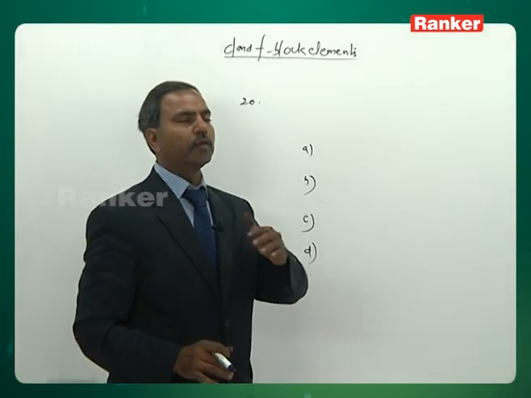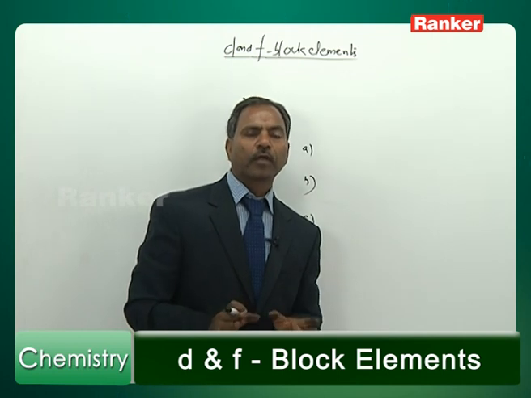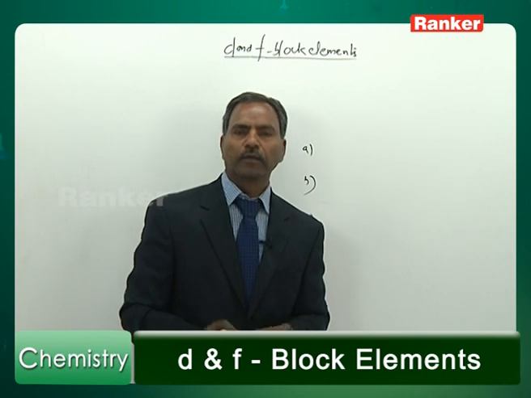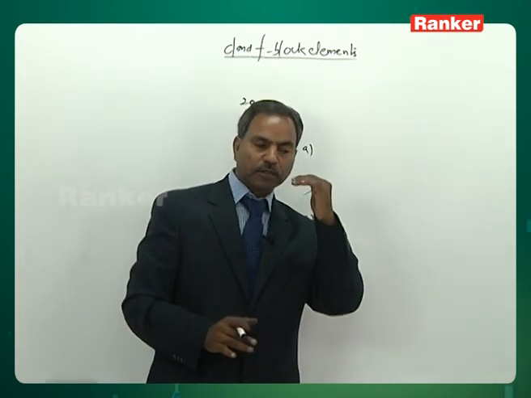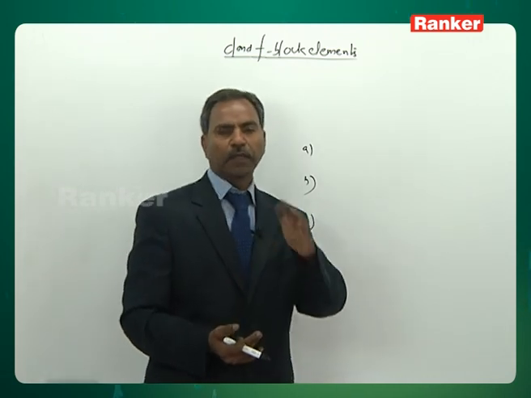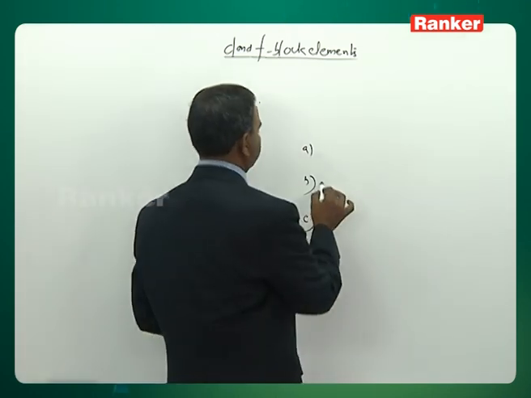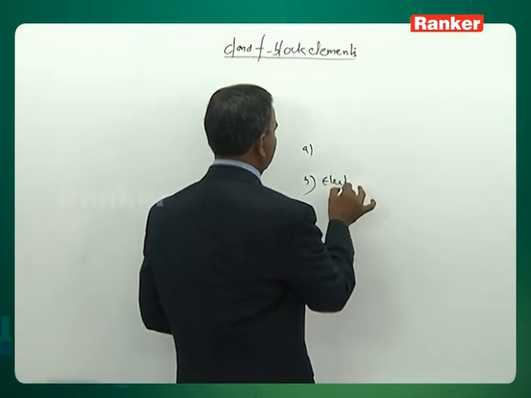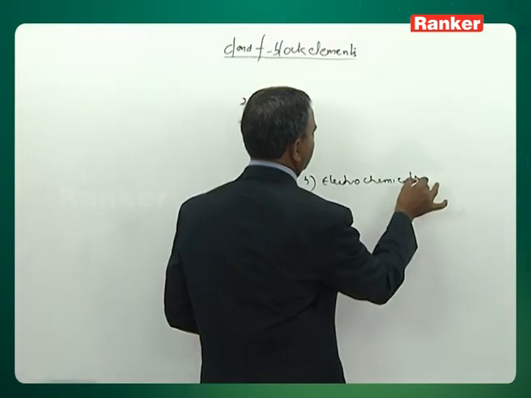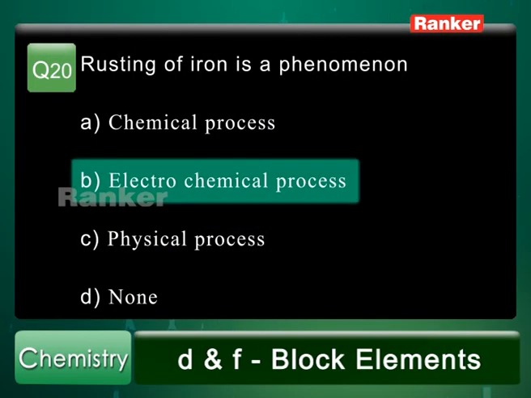See, generally we feel this may be a chemical process. No. In the absence of moisture, in the absence of H plus ions, this rusting of iron does not take place. Therefore, in the presence of H plus ions only, this rusting takes place. Therefore, this rusting of iron, remember, is only an electrochemical process. Here, what is the answer for this question?